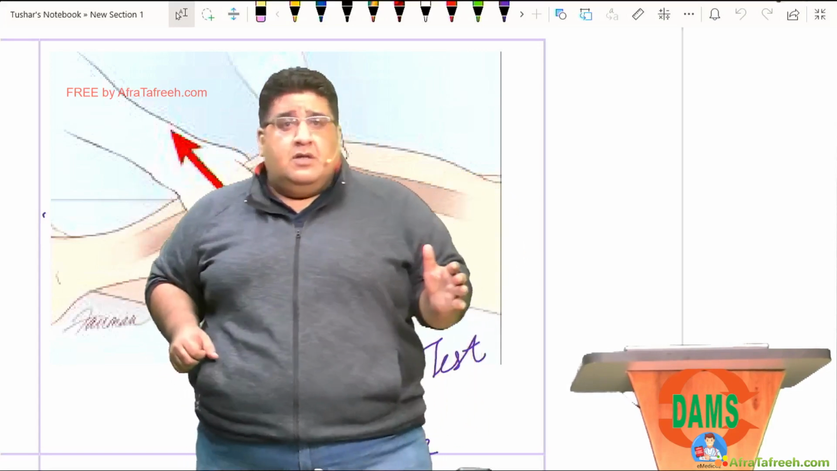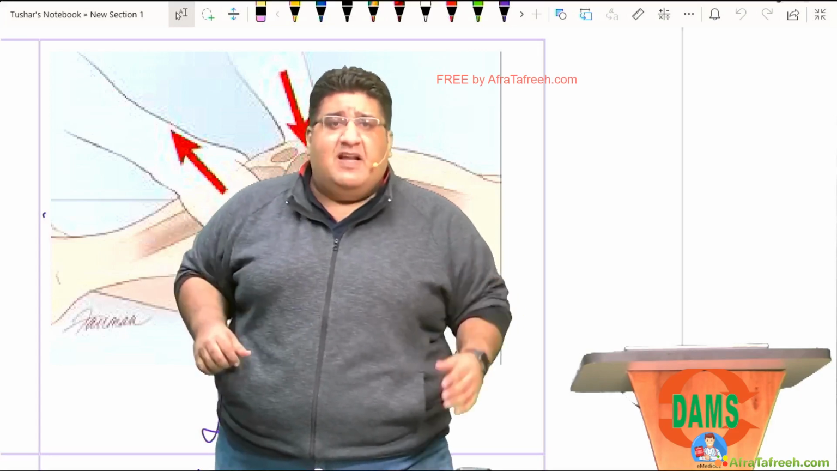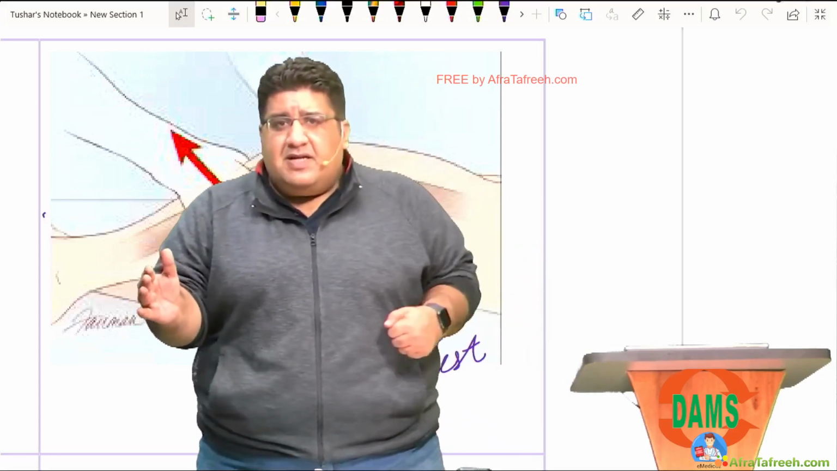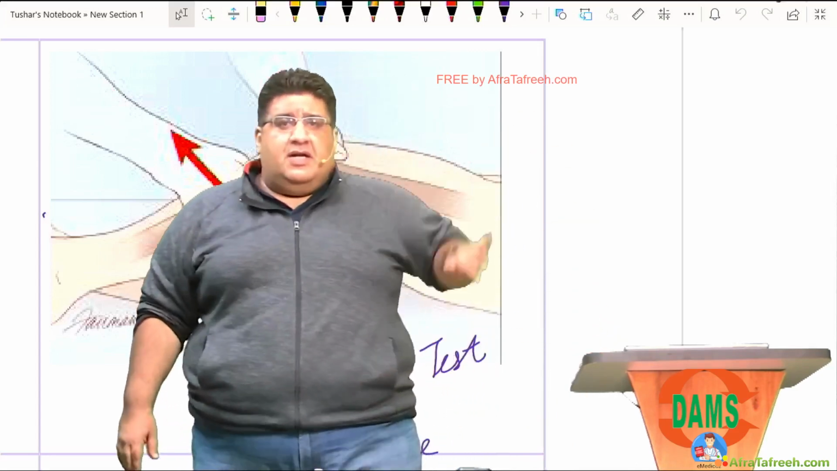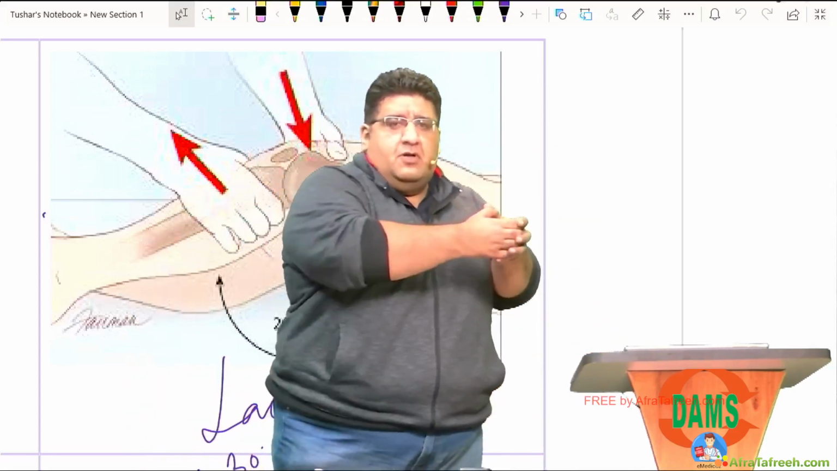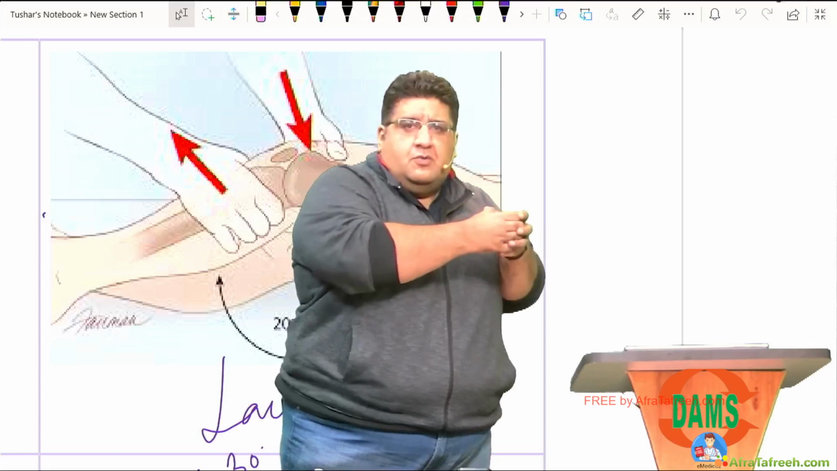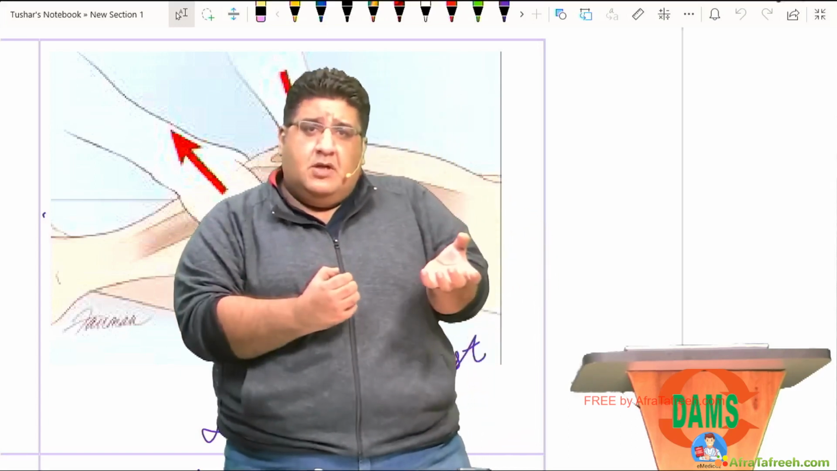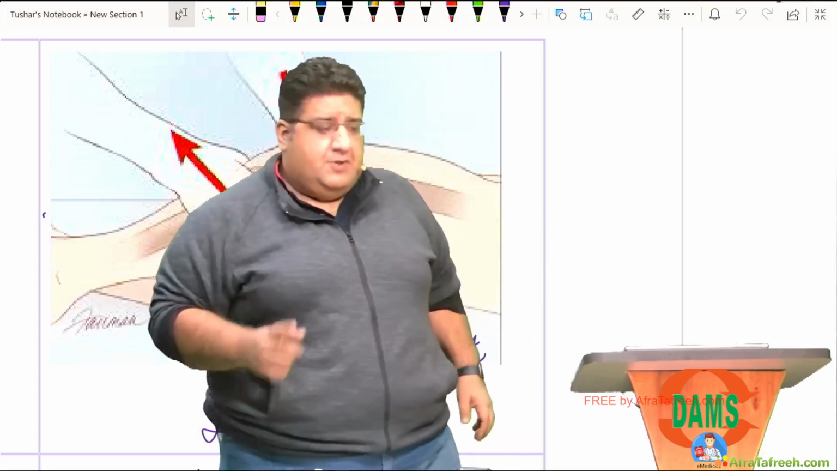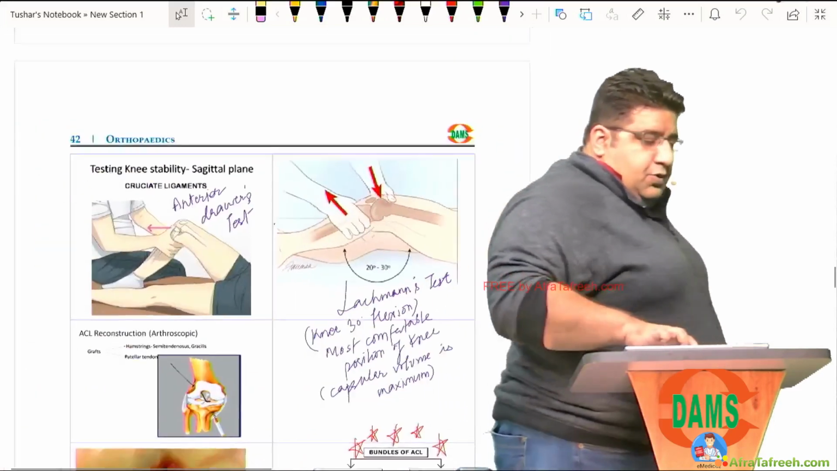McMurray's test. Inside, outside, valgus stress test. Outside, inside, varus stress test. Knee 90-degree flexion, you sit on the dorsum of foot, anterior drawer, posterior drawer, Lachman, reverse Lachman. Do you understand this? Do you people understand this?